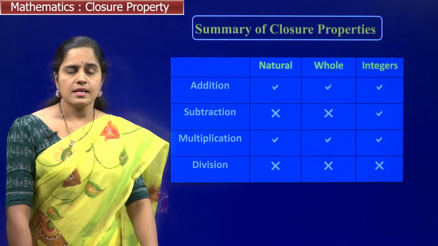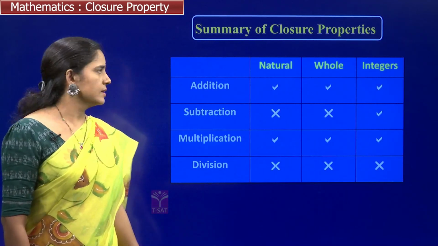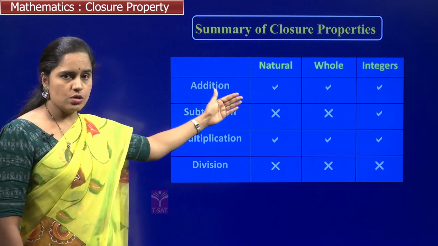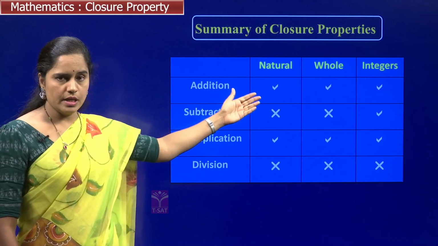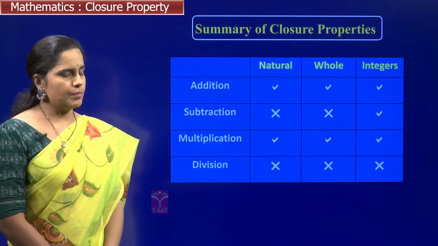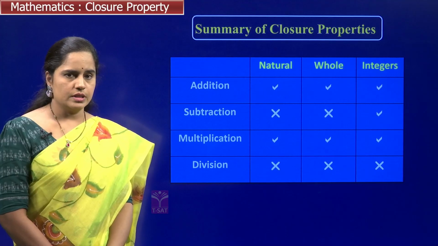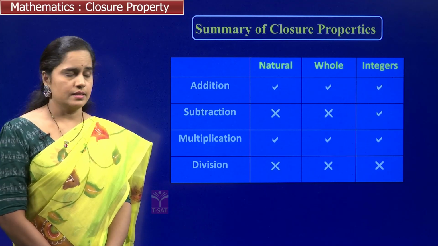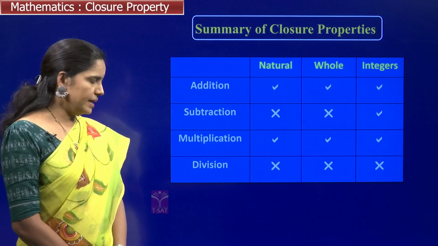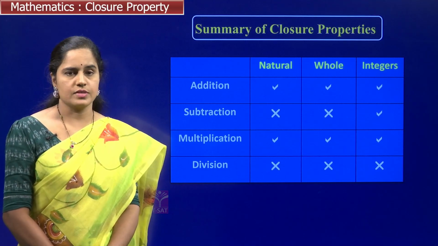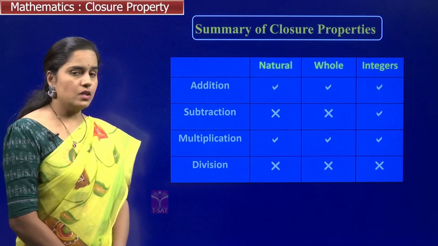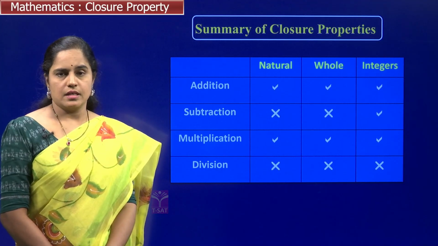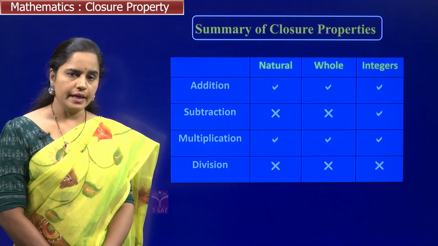And next, summary of closure properties. Here, addition is closed for natural numbers, whole numbers and integers. Subtraction is not closed for natural numbers and whole numbers and is closed for integers. And next, multiplication is closed for all the number sets, and division is not closed for natural numbers, whole numbers and integers.